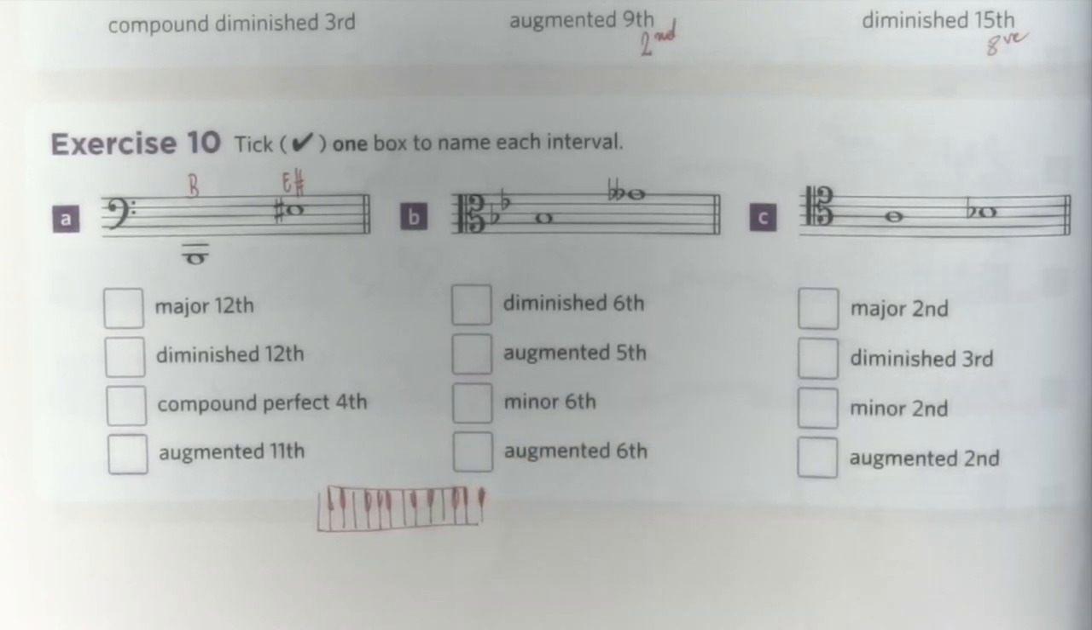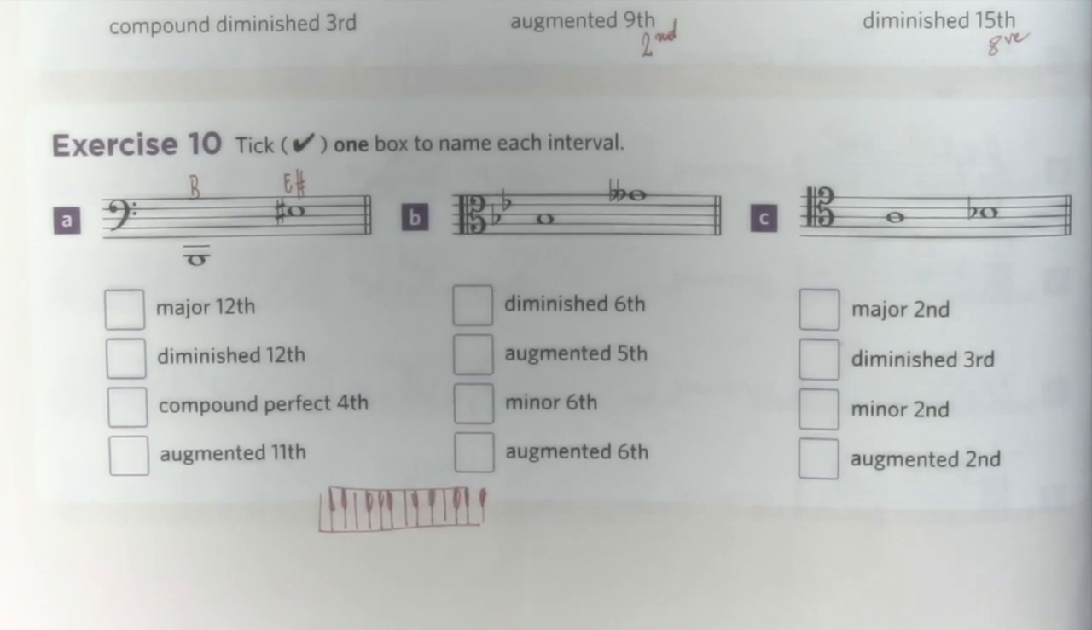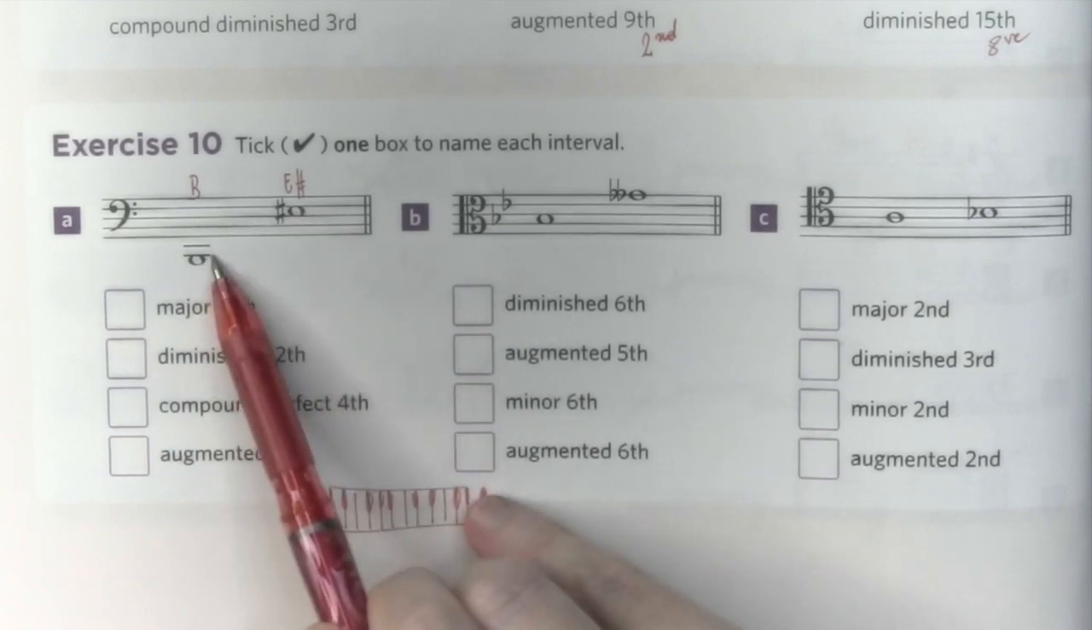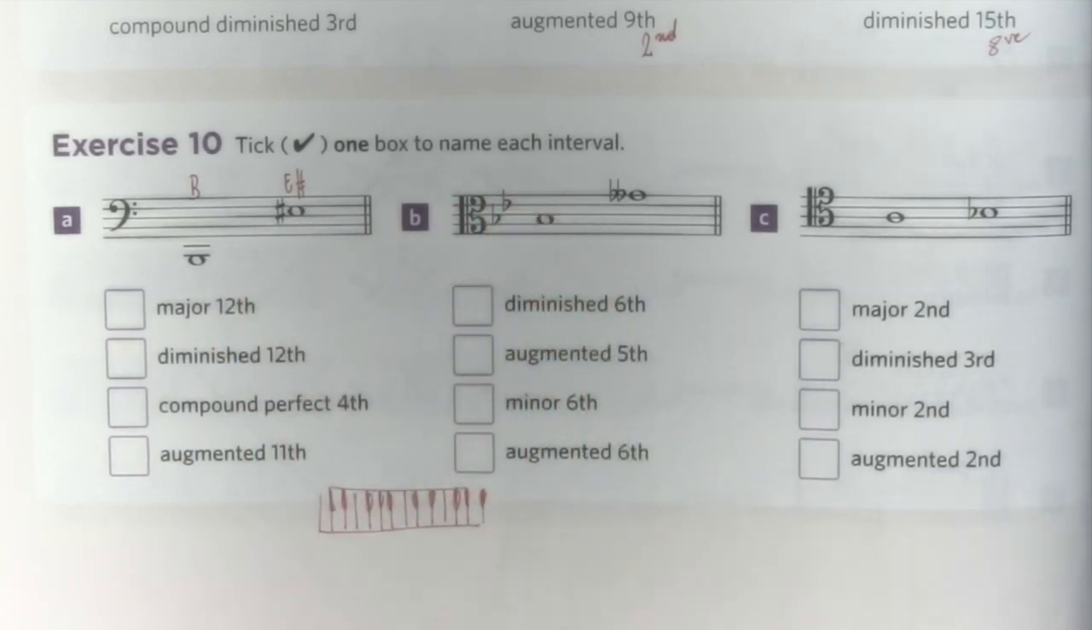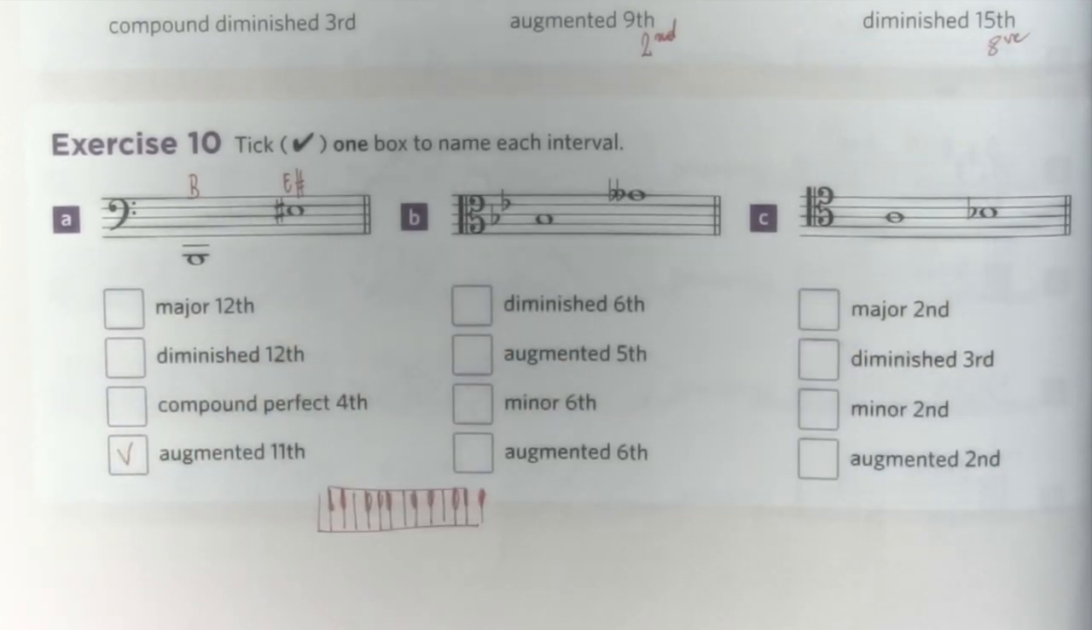Okay, so a fourth, a perfect fourth, is two tones and a half. So one, two and a half, and then we have another half. So it's augmented. Let's do that again. One, two and a half, and another half is an augmented fourth, but it's compound because it's bigger than an octave. So it's a compound augmented fourth or an augmented 11th, and here it is. That's one way of doing it.